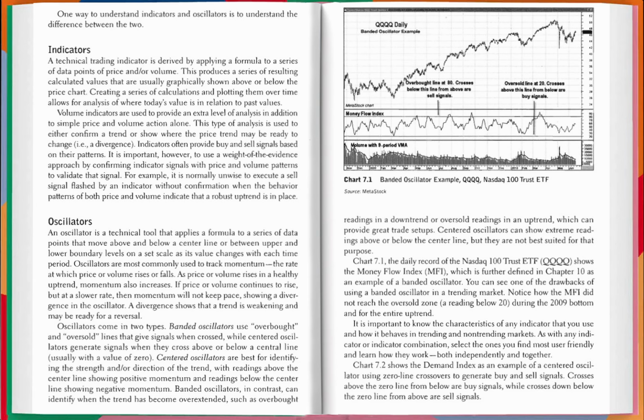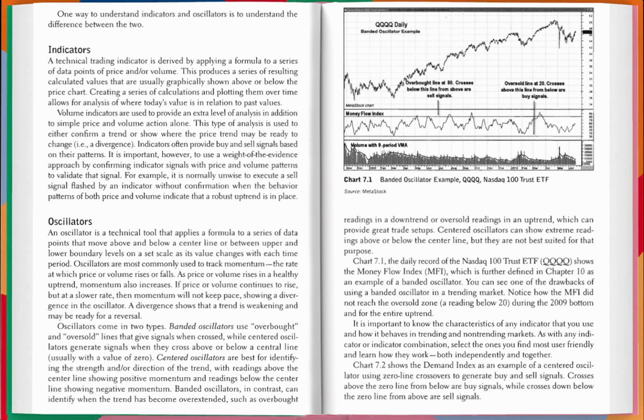Oscillators. An oscillator is a technical tool that applies a formula to a series of data points that move above and below a center line or between upper and lower boundary levels on a set scale as its value changes with each time period. Oscillators are most commonly used to track momentum, the rate at which price or volume rises or falls. As price or volume rises in a healthy uptrend, momentum also increases.